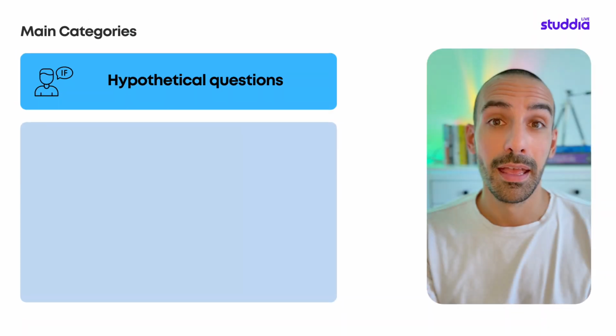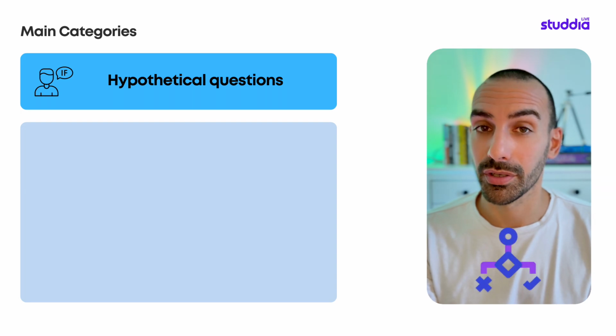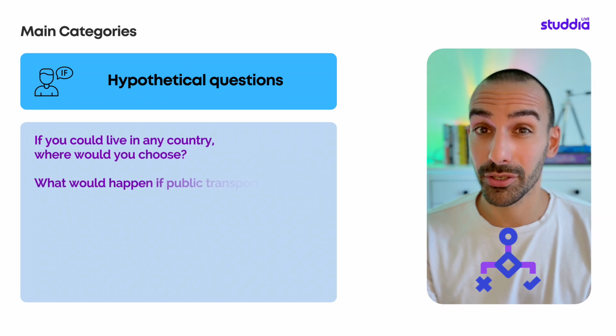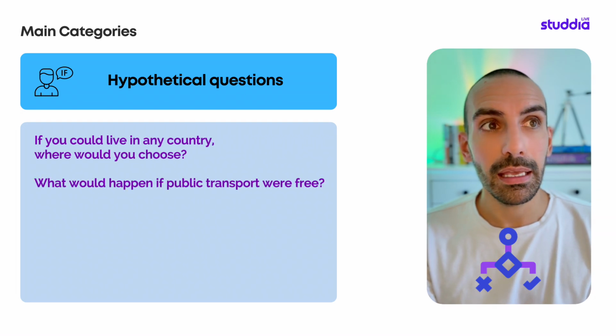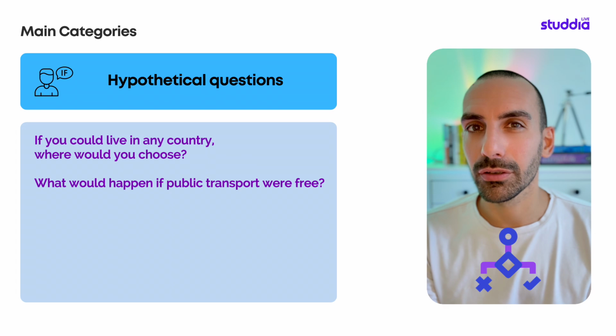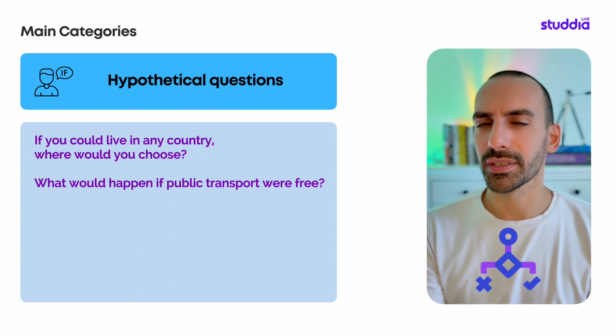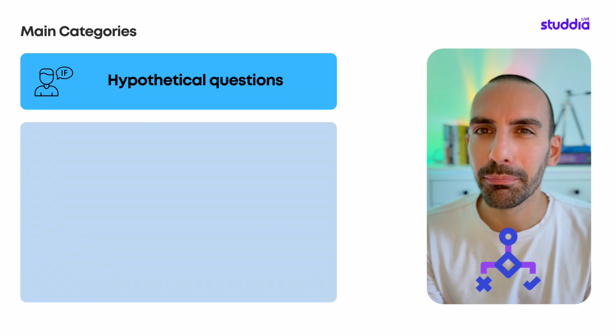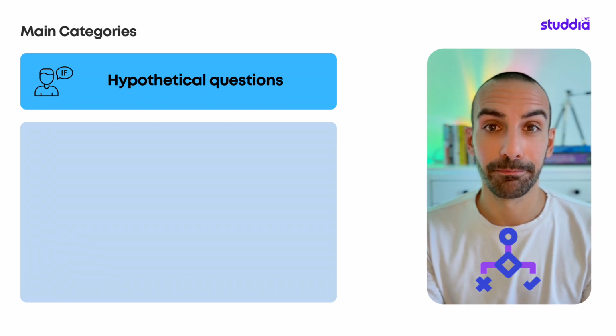And finally, there are hypothetical questions. These ask you to think of an unreal or imaginary situation. For example, if you could live in any country, where would you choose? Or what would happen if public transport were free?